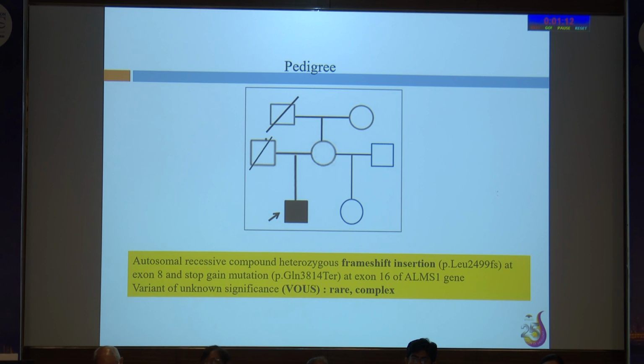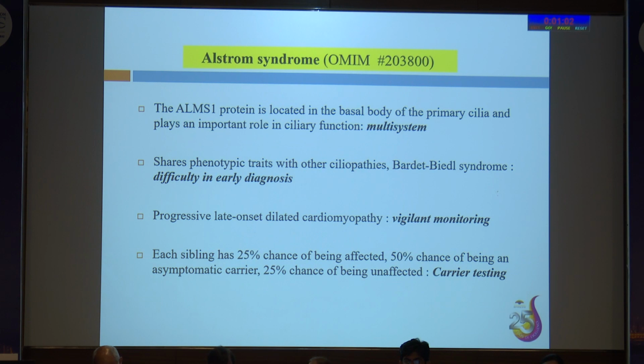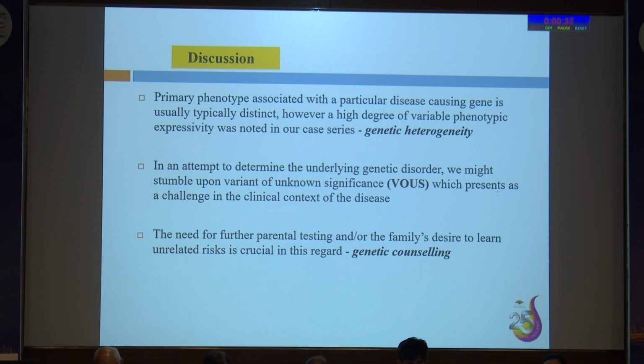Pedigree was autosomal recessive, but on genetic testing, we did not find any evidence to point towards either side, and it came out to be a rare variant of unknown significance of a rare disorder known as Alström syndrome, which affects multiple systems and is a ciliopathy. The problem with these patients is that if we do not monitor them vigilantly, they might go into progressive late-onset dilated cardiomyopathy. And definitely, the reason these patients came to us was actually for carrier testing, and we wanted to go ahead with carrier testing for the children.